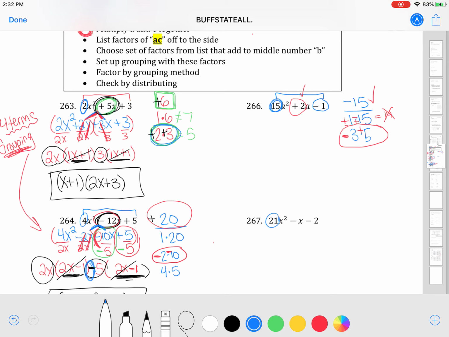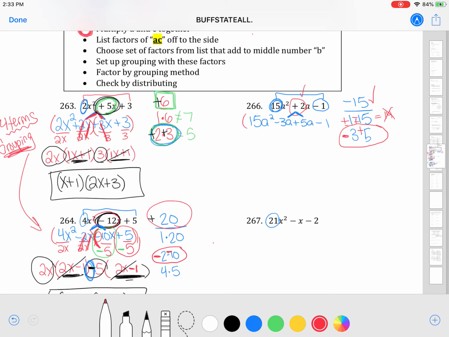I'm going to continue on. Okay, so the setup for this is going to be to bring down that 15a squared, split up that plus 2a into minus 3a plus 5a, and the minus 1 comes down. If you did pause the video when I told you to, and you have the 5a and the minus 3a reversed, you are still correct. Your work will just look a little different.